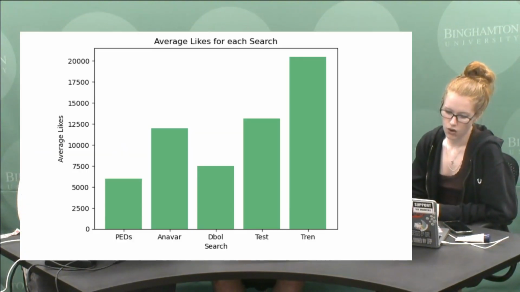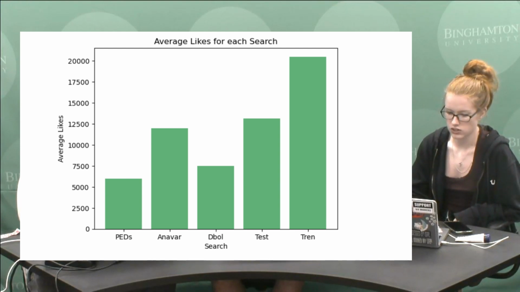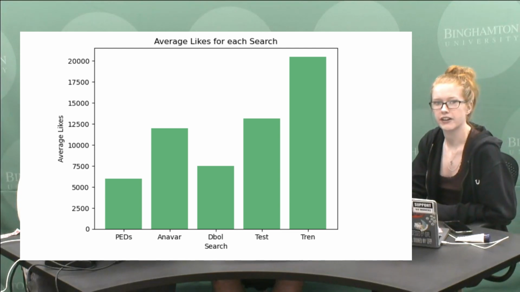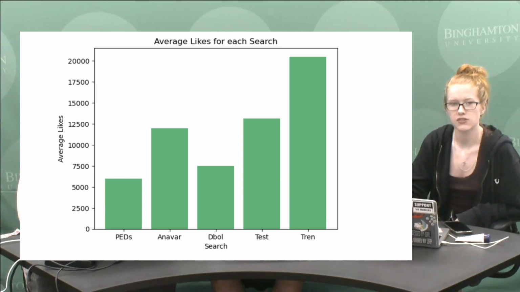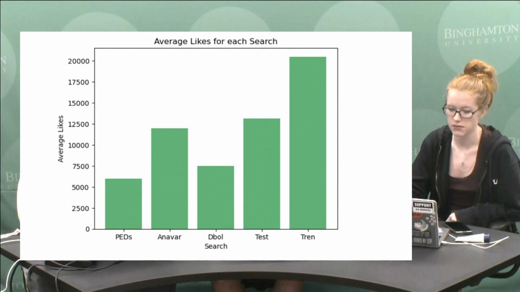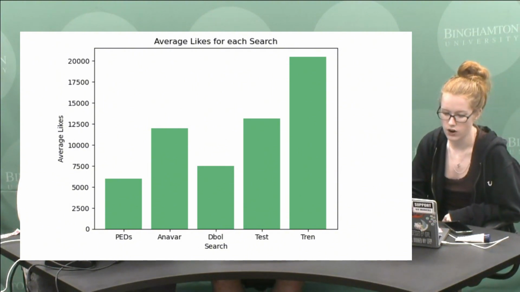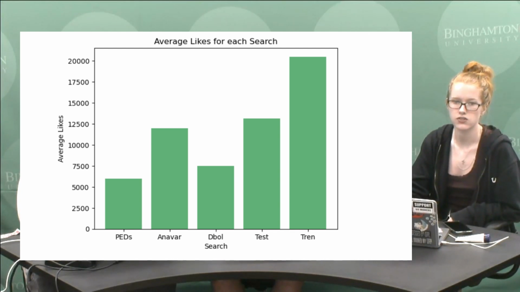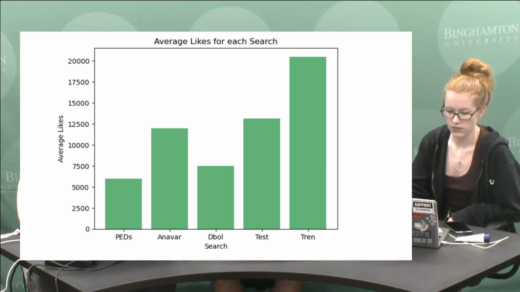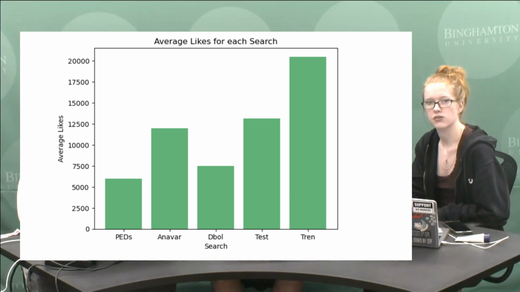After finding the sentiment for each PED, I found the average likes for each search, also using Python. So the average likes for each video under the search of trend was 20,000 likes. For test, it was around 13,000 likes. For D-ball, it was around 7,500 likes. And for Anavar, it was around 12,500 likes. And when searching up performance-enhancing drugs in general, the average like count was only around 6,000.